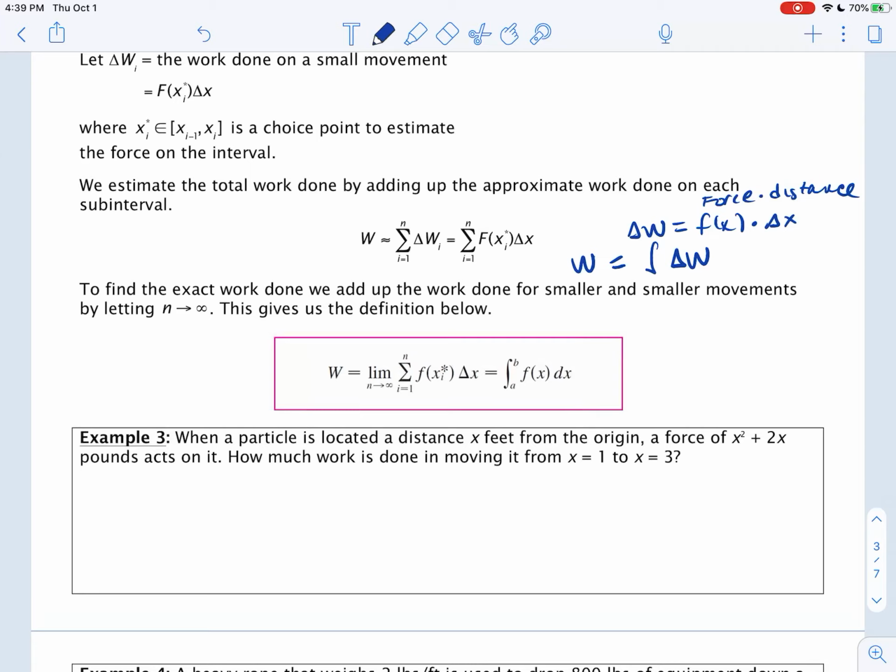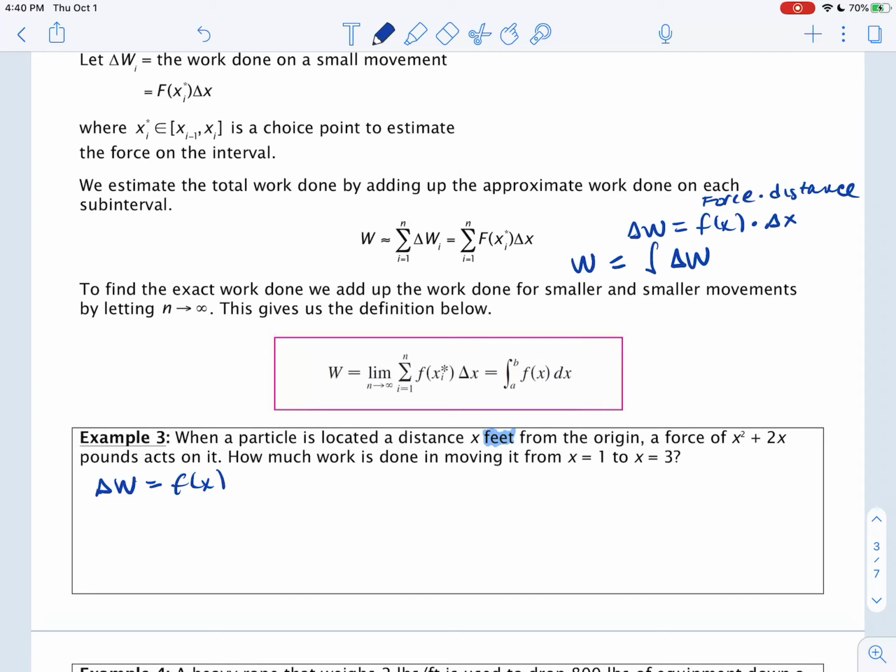All right, so taking a look at this example: when a particle is located a distance of x feet from the origin, a force of x squared plus 2x pounds acts on it. So I look at pounds and I know, okay, I don't need to multiply by 9.8. My unit of measurement for force is pounds in the US. How much work is done in moving it from x equal to 1 to x equal to 3, and we know that this is going to be in feet, right?